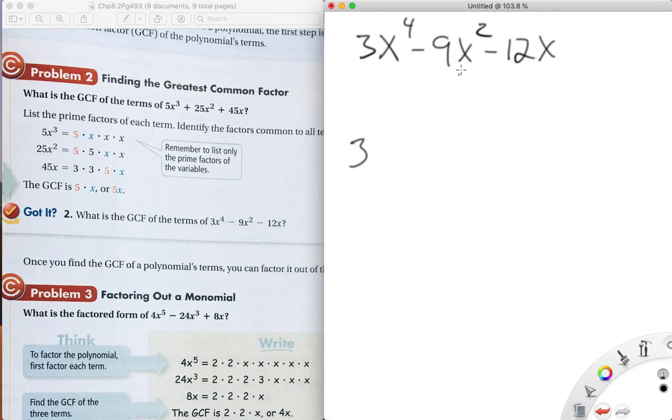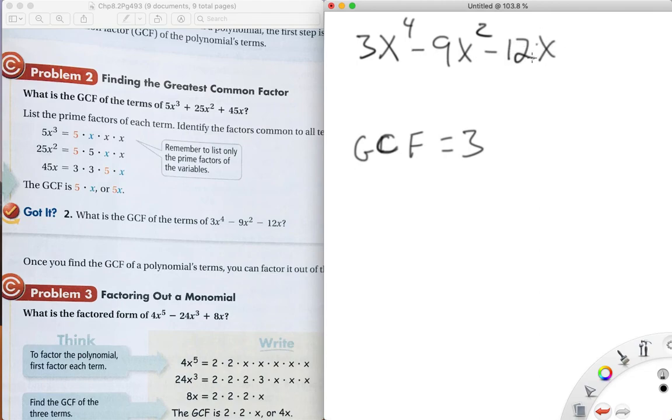3 divided by 3 is 1, 9 divided by 3 is 3, 12 divided by 3 is 4, and I can pull all of that out. So 3 is one of the factors. And again, I'm using mental math here, and you can use mental math here in these types of problems.